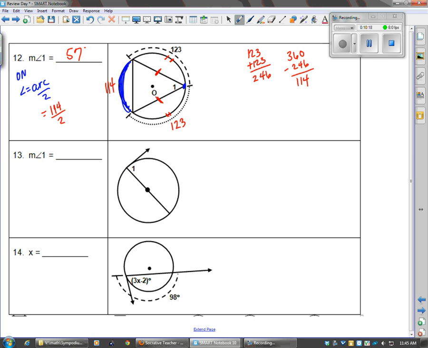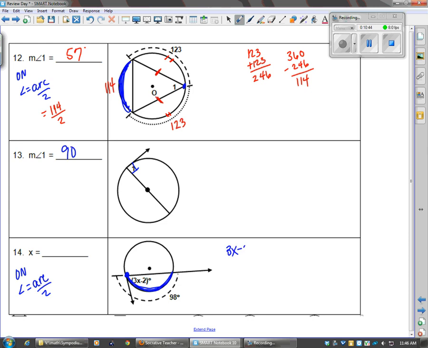Number 13 should be short and sweet. You're intercepting a semicircle. It's also a tangent, so you should automatically know that's 90. Okay, 14. On the circle, again, please don't be confused by the dashed lines going outside of the angle. What they're really talking about is this intercepted arc. Vertex is on, so angle equals arc divided by 2.